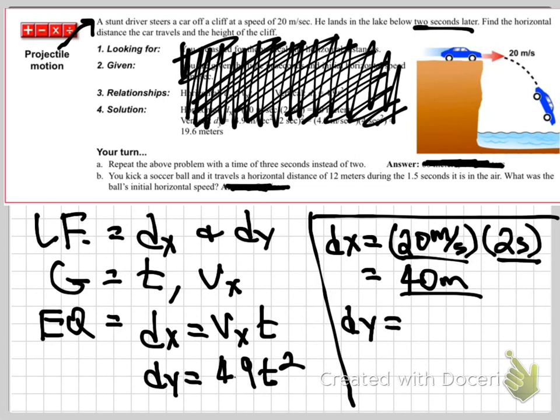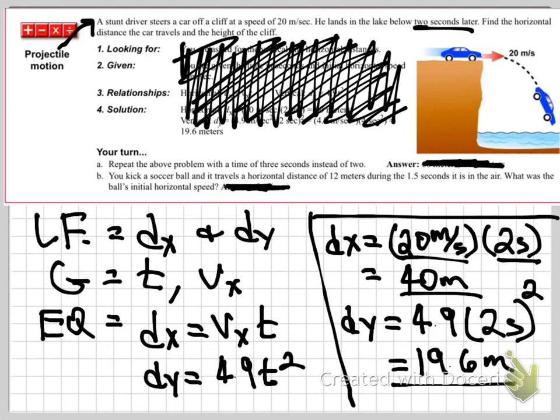dy equals 4.9 t squared. Okay, still he was in the air 2 seconds. Time doesn't have a direction, right? So it moved 2 seconds in the horizontal direction and 2 seconds in the vertical direction, right? As it fell off the cliff, it was just in the air for 2 seconds. So we can use the same time for both. All right, 4.9 times 2 squared, follow PEMDAS, and you get a vertical distance of 19.6 meters. Okay, so you kind of see it there.